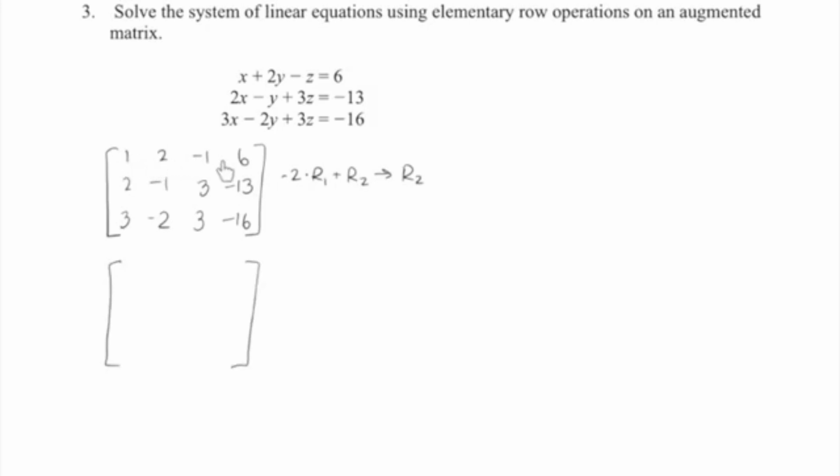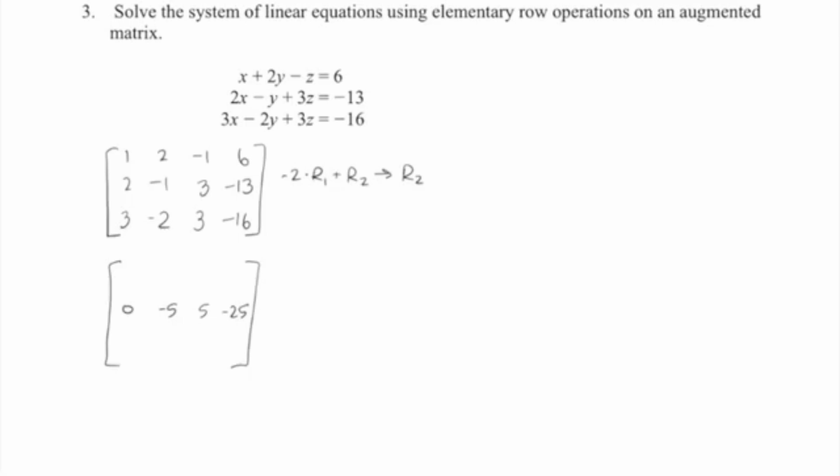So this means everything in row 1 is going to be multiplied by -2. So this makes -2 plus 2, which is 0. -2 times 2 makes -4, plus -1 is -5. -2 times -1 is +2, plus 3 is 5. And then -2 times 6 is -12, plus -13 is -25.